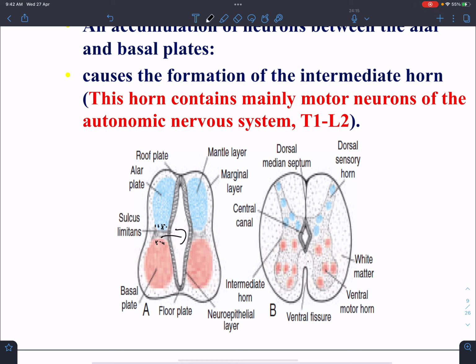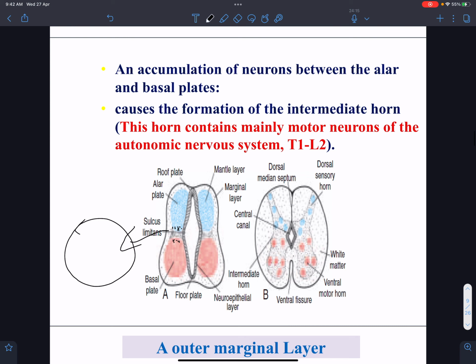They cannot proliferate medially, nor ventrally, nor dorsally. So where do they proliferate? These neurons are going to accumulate and form a horn on the lateral side. There's empty space here. So an accumulation of neurons between the alar and the basal plate will cause the formation of the lateral horn, also called the intermediate horn.